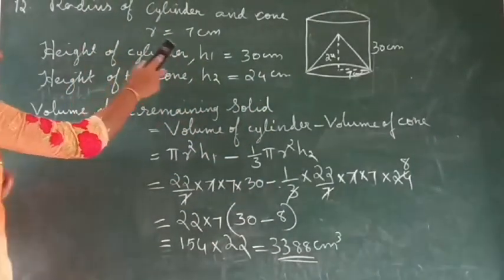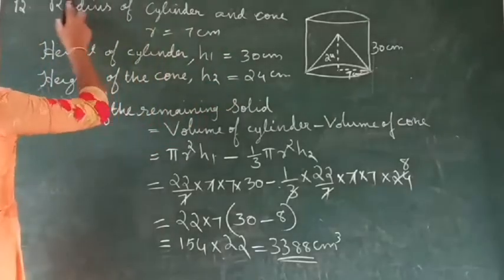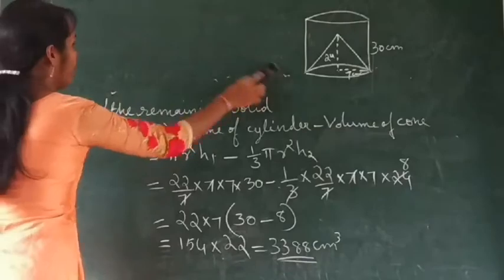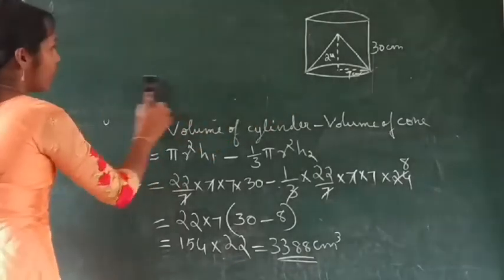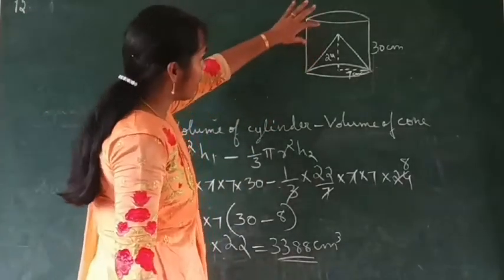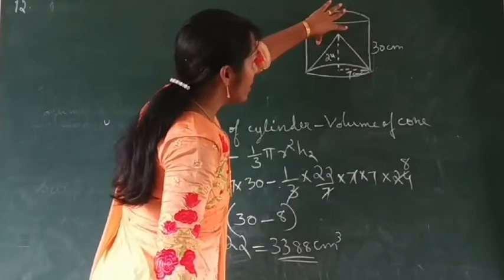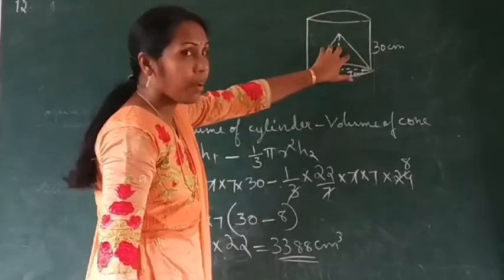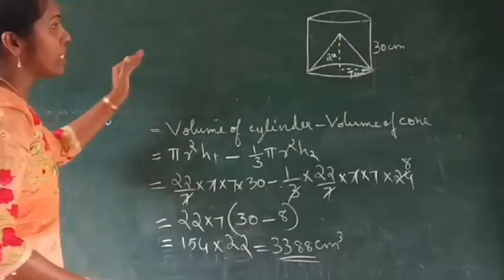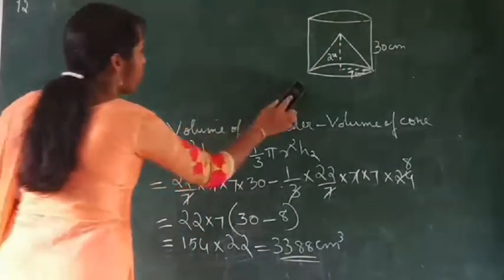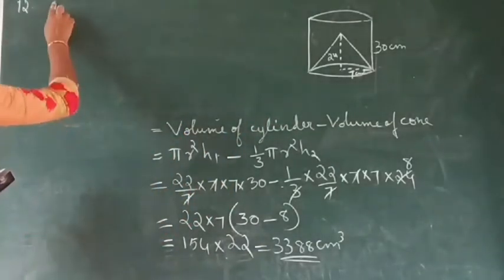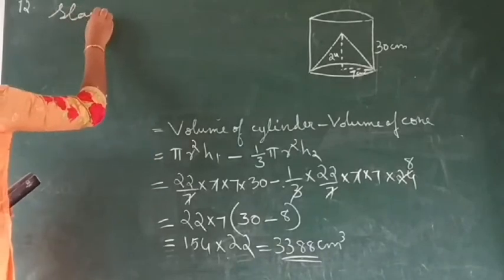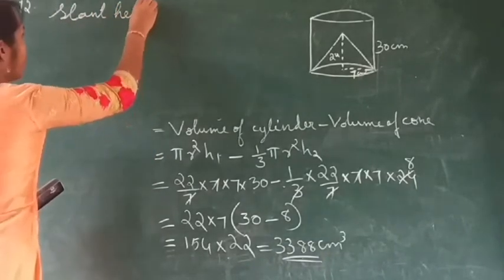Now we have to find out the surface area of this solid. For that, to find out the surface area of the solid, we have to add all the surfaces: curved surface of the cylinder, one plane surface of the cylinder, and the curved surface of the conical cavity. So all these areas we have to add to get the total surface area. For that, we have to first of all find out the slant height of the cone.